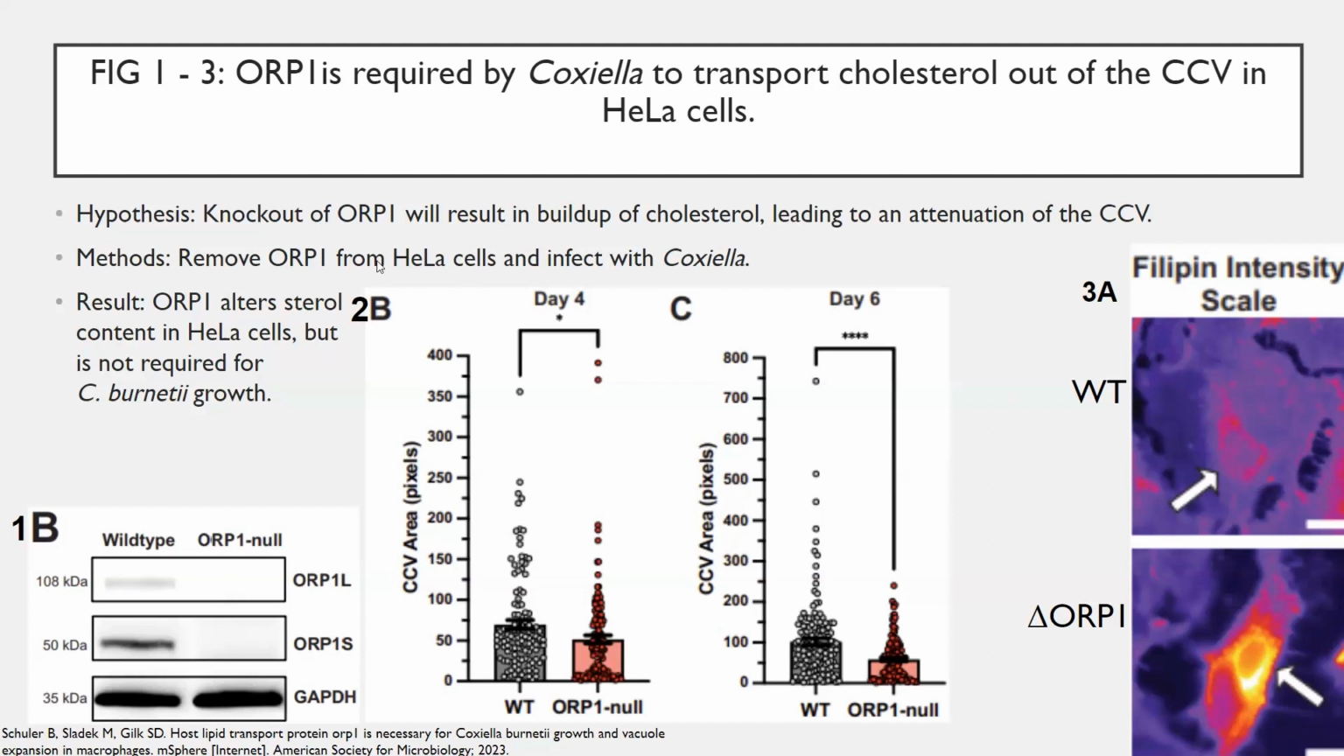But oddly, looking at figures 2B and C, the effect of knocking out the ORP1 gene did not seem to have a very drastic effect, if anything, on the growth of Coxiella within HeLa cells. That's interesting, and they were scratching their heads on it. I think Tori had a quick question on the perusal that they can't answer, and neither can I, but that will certainly be an area of further interest. So just to tie it all together, ORP1 alters sterol content in HeLa cells, but is not required for Coxiella burnetii growth.